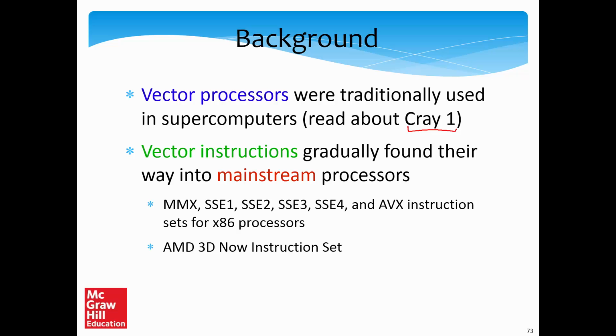But subsequently, vector processing is not just limited to Cray. It has come into other processors as well, and vector instructions have found their way into mainstream processors. Mainstream processors such as x86 processors also support vector instructions. They have extensions to their ISA to support vector instructions. So in that sense, vector processing has come into regular mainstream processors.